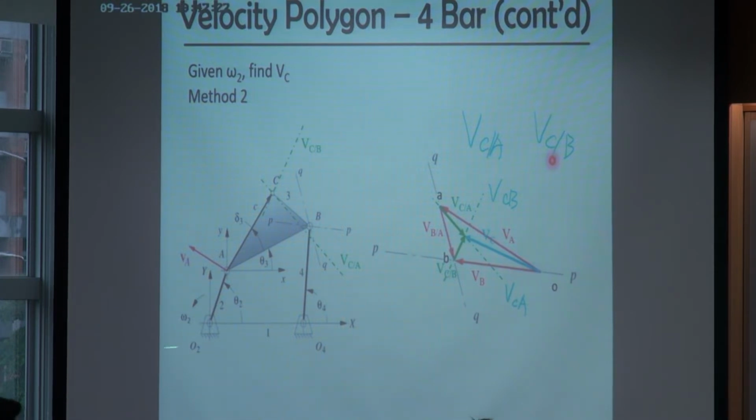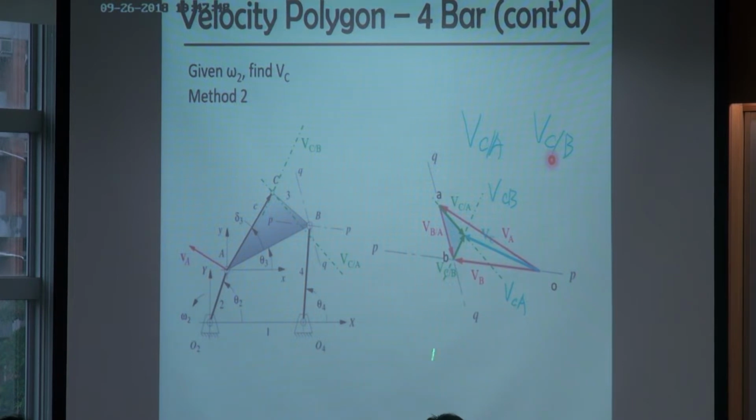But this one, because I didn't say omega 2 equals something, I just randomly drew the length of VA. Any other questions?